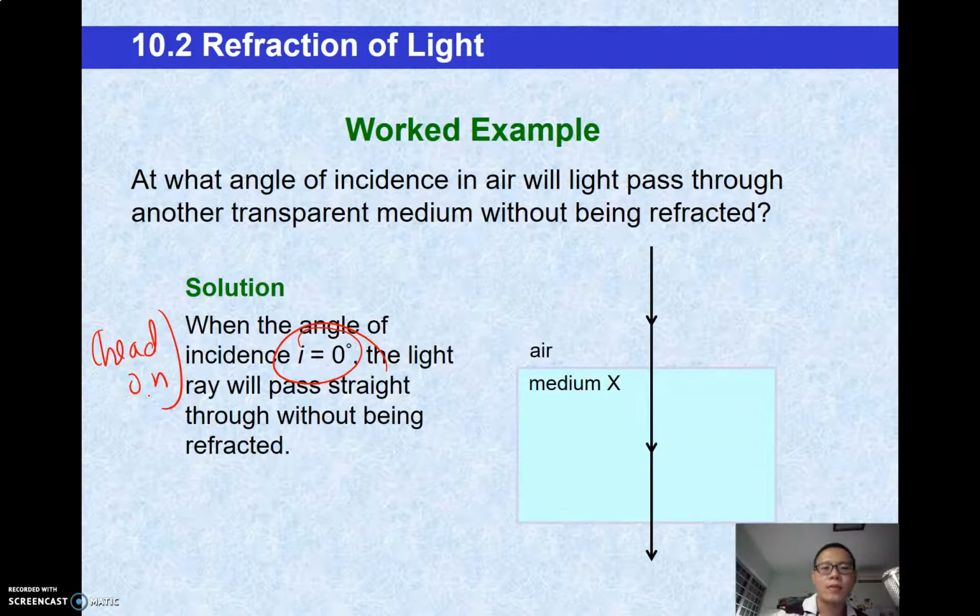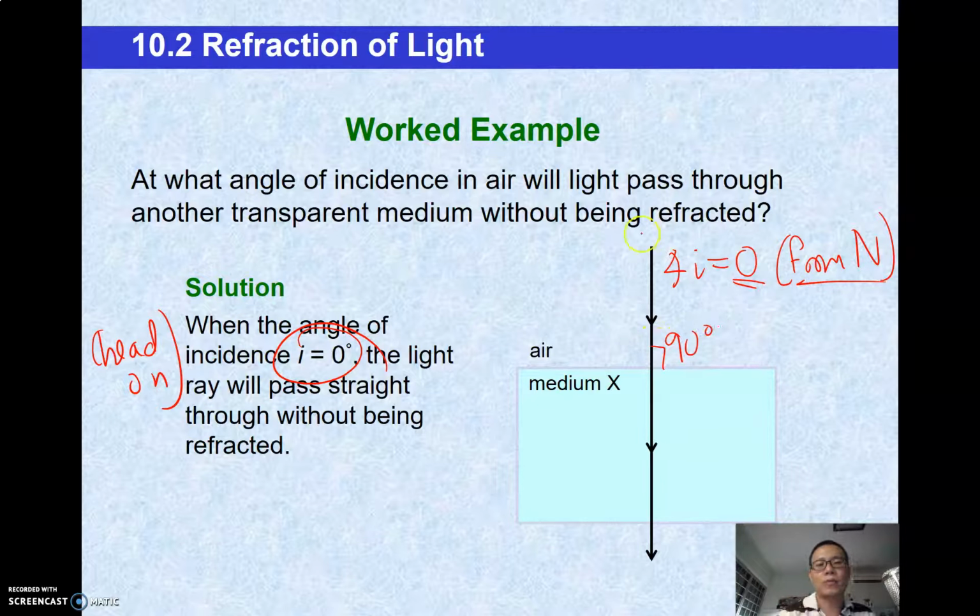Head-on is head-on collision or head-on entering. Remember, angle i is always measured from the normal. Even though it looks like 90 degrees here, angle i measured from the normal is 0. So when your ray enters the medium head-on, at angle i equals 0, you'll find that refraction is avoided. Without any refraction, there won't be any bending of light, because it's straight in. The ray will go straight out also, without any bending.